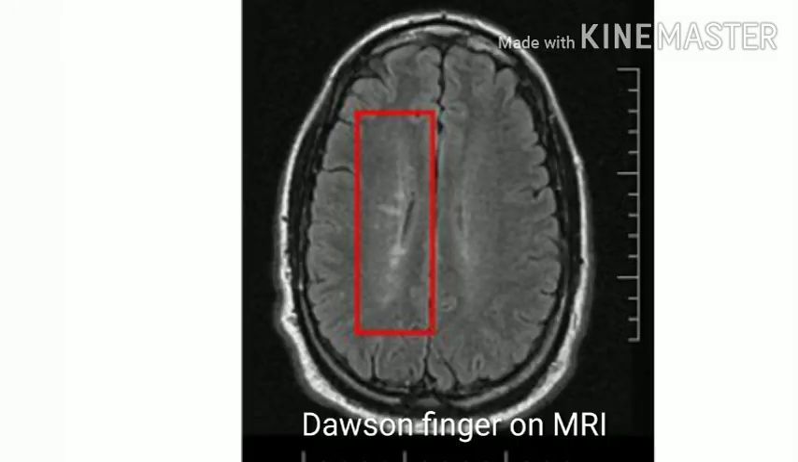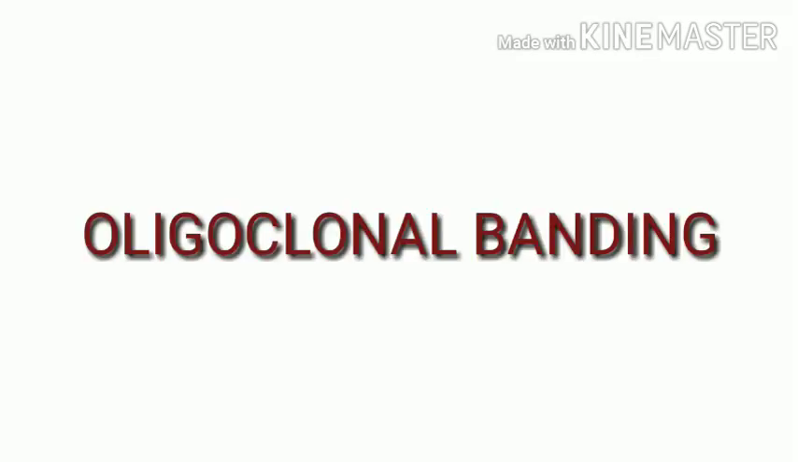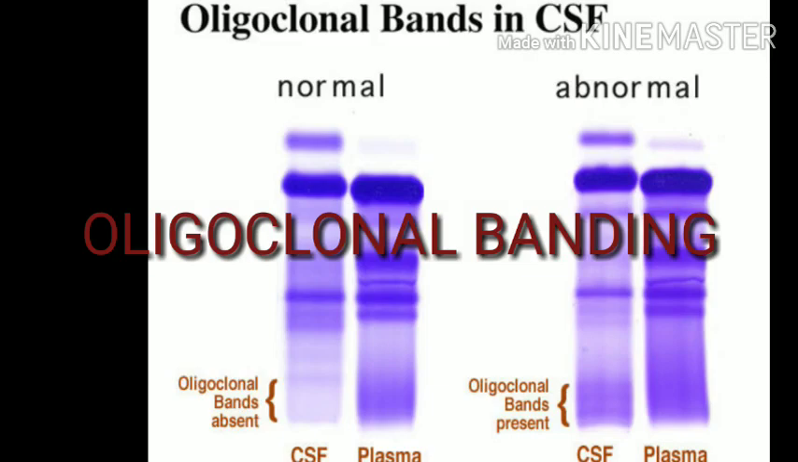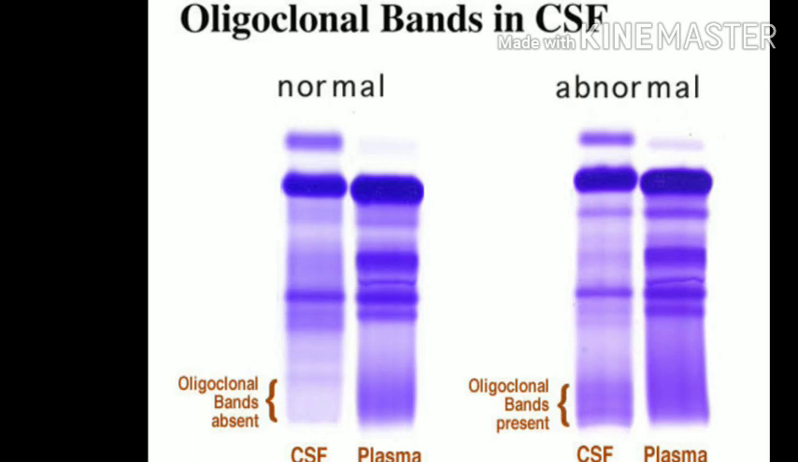Dawson's fingers. Dawson's fingers are a radiographic feature of demyelination characterized by periventricular demyelinating plaques distributed along the axis of medullary veins. They are a relatively specific sign of multiple sclerosis. Oligoclonal banding. An oligoclonal band is a protein called an immunoglobulin. The presence of oligoclonal bands in CSF suggests the inflammation of the central nervous system due to infection or other disease. The test is also known as CSF oligoclonal banding or CSF immunofixation.